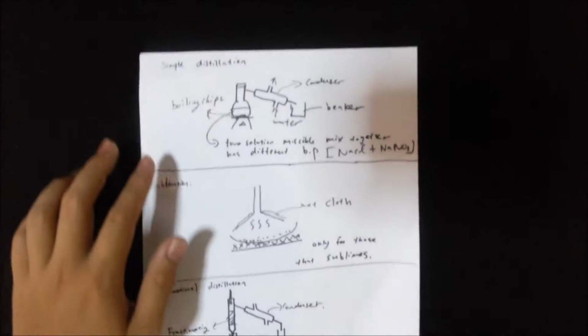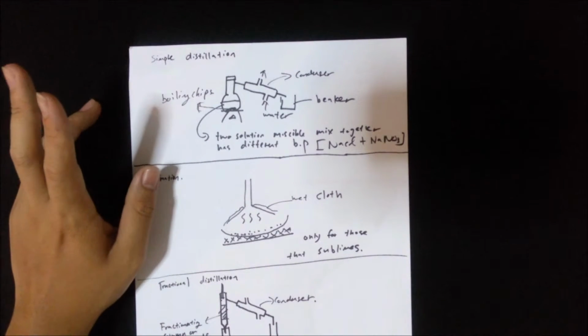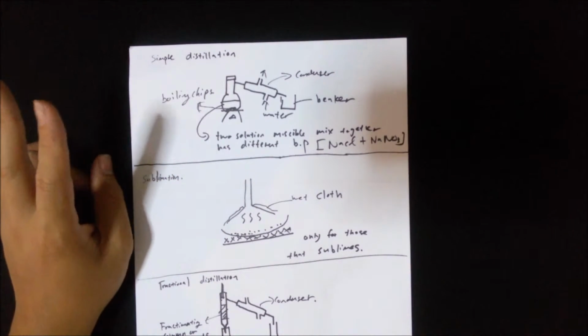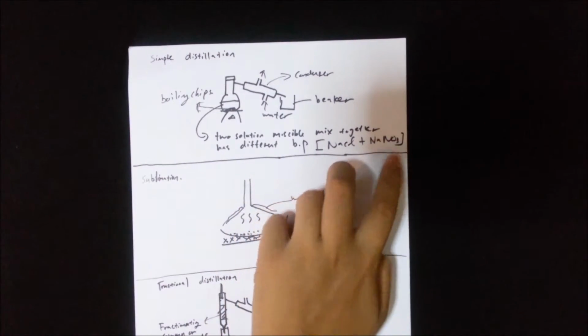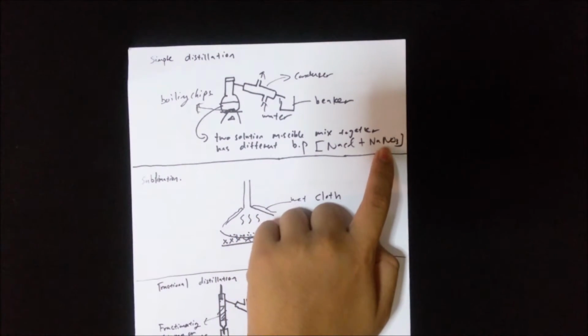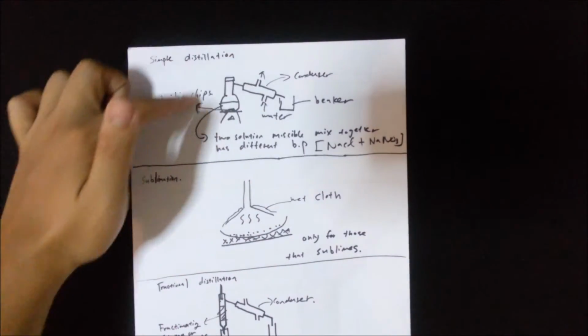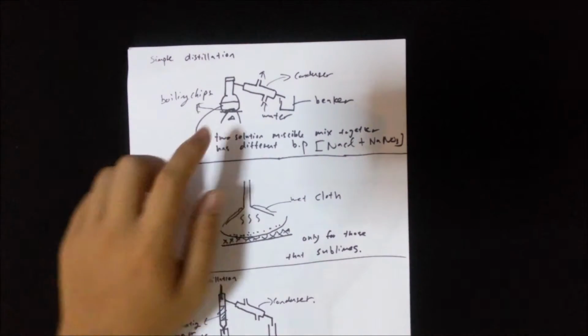So next we will be moving on to simple distillation. Simple distillation is a process whereby you want to separate two miscible liquids that are mixed together. However, these two liquids or solutions have different boiling points. For example, let's look at NaCl and NaNO3. So this is actually a setup for the simple distillation.